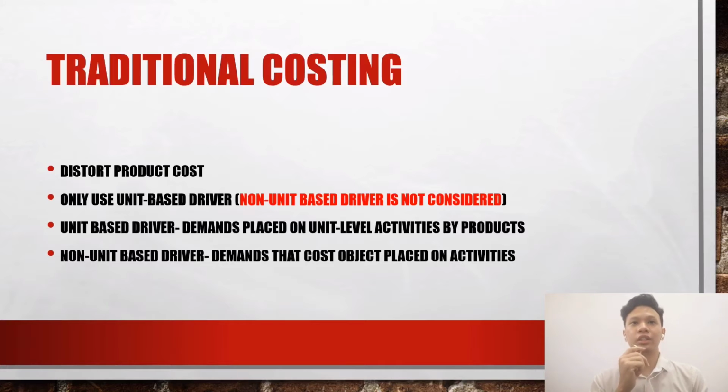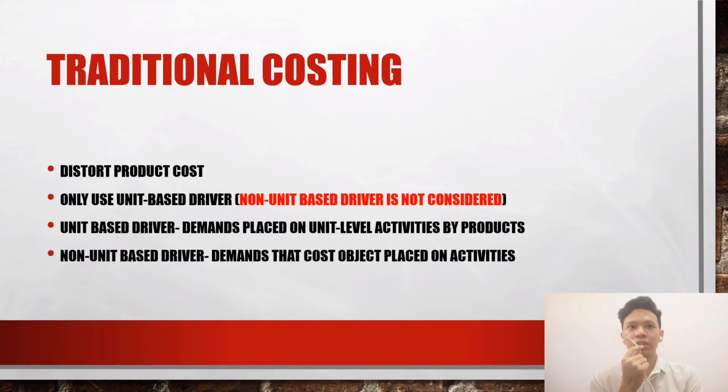Secondly is traditional costing. Traditional costing is a method used to assign direct material and direct labor using direct tracing, while for overhead they use two allocation methods, which are the plant-wide overhead rate and the departmental overhead rate. Plant-wide overhead rate means that they only have one rate to use for all of their departments, while departmental rate means that they have a different rate for each department.